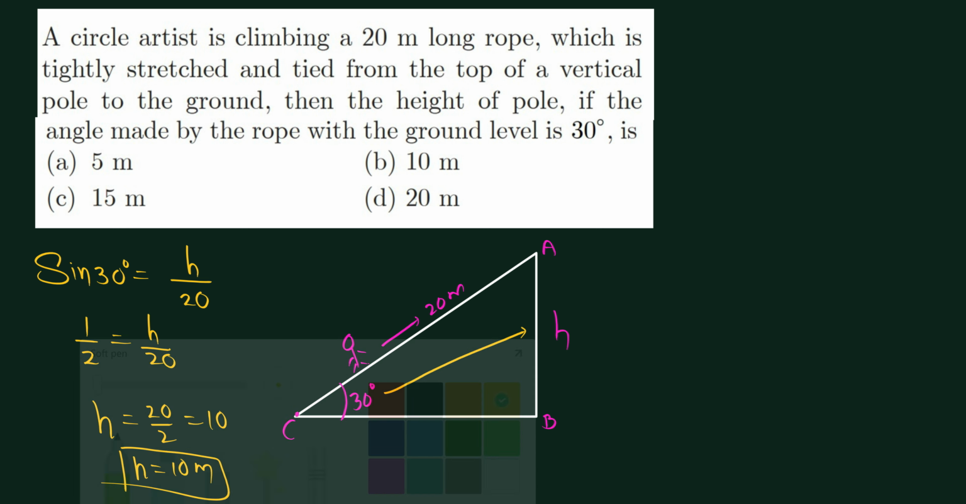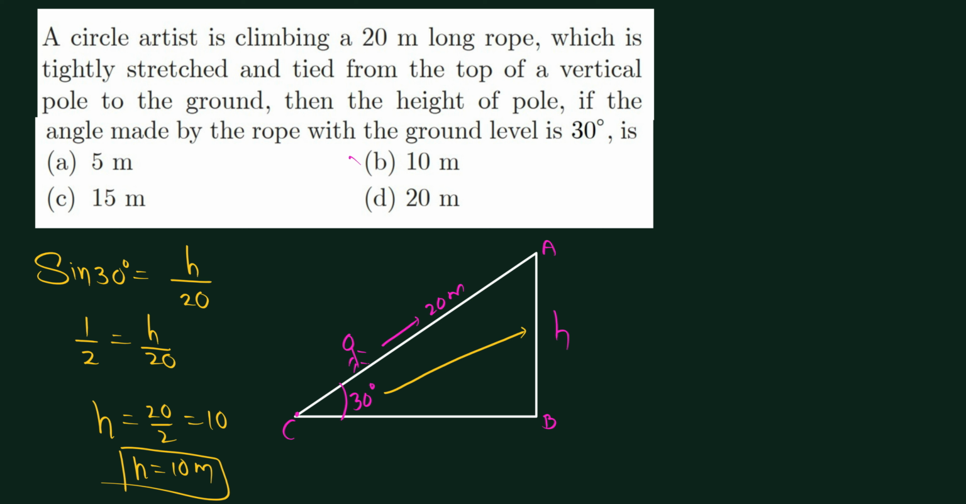What is the height of the tower we have now? 10. That is 10 meter. Height option equal to 10 meter. So your option B is matching.